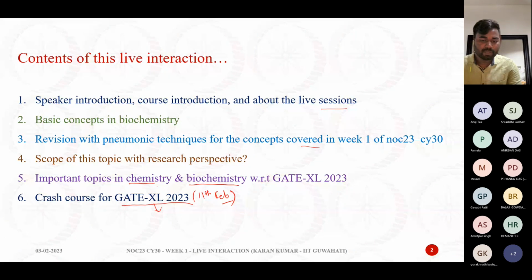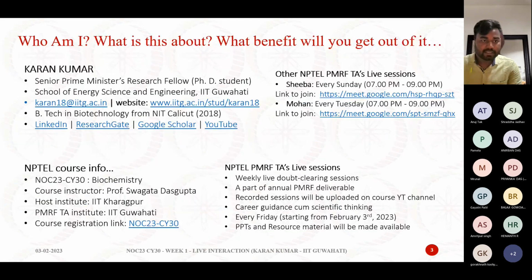Then the scope of this topic with a research perspective, that also I will be telling you, so that you will have a kind of gesture on how to take this subject further in your future aspirations. Like if you are aspiring to become a researcher, or you want to pursue higher studies, MTech, PhD, and way more.